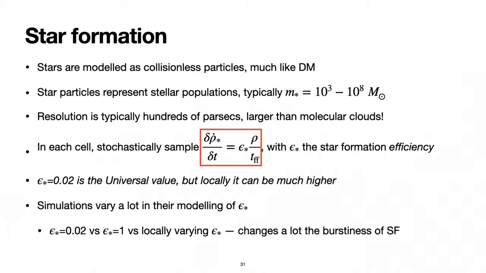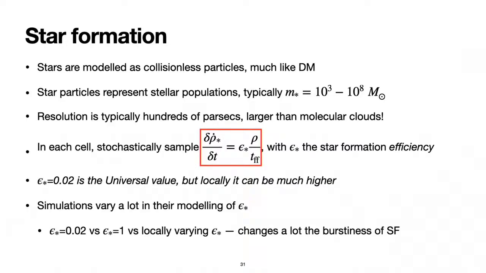This is a universal value, though. It's not really a local value. When gas collapses into molecular clouds, you actually find that in molecular clouds, star formation efficiency is much, much higher than that. So when you start to have higher and higher resolution in your simulation, you really want to diverge from that universal average, and you start to have locally high star formation efficiencies.